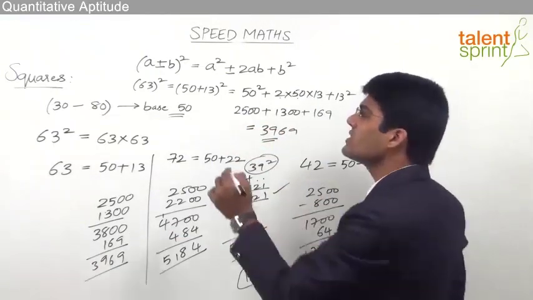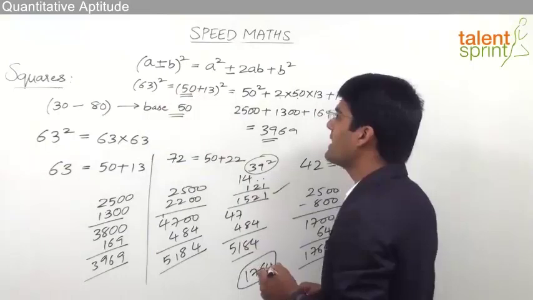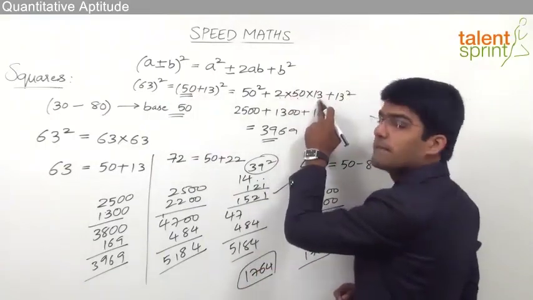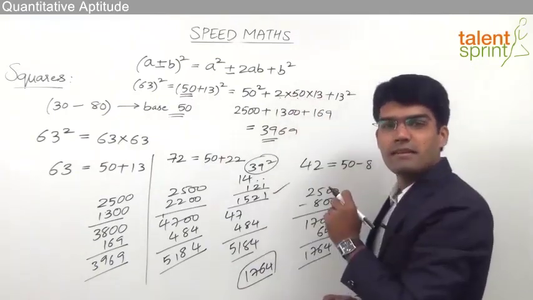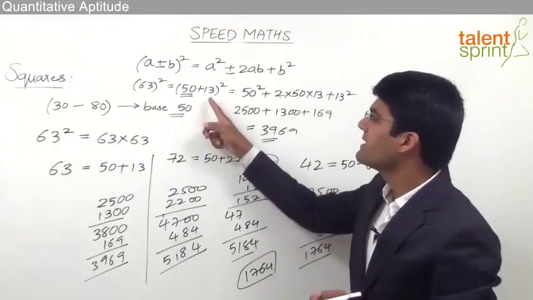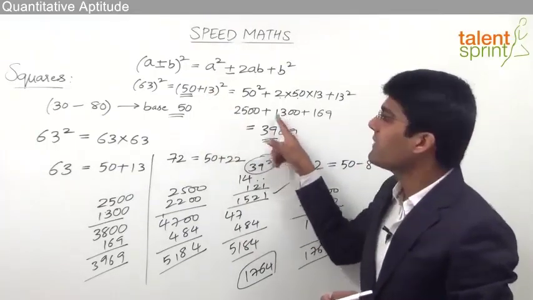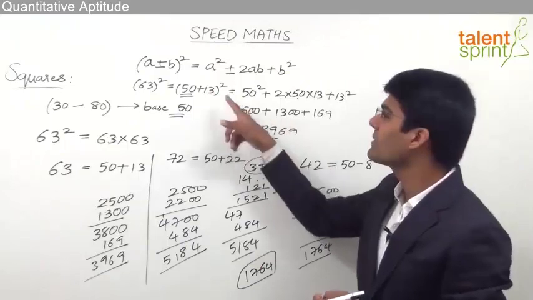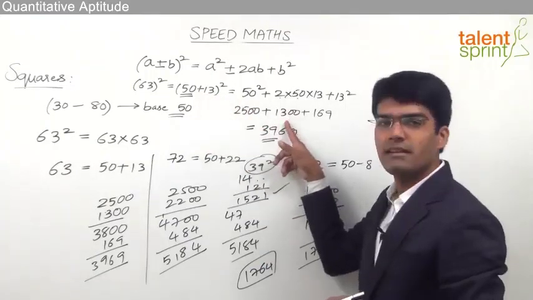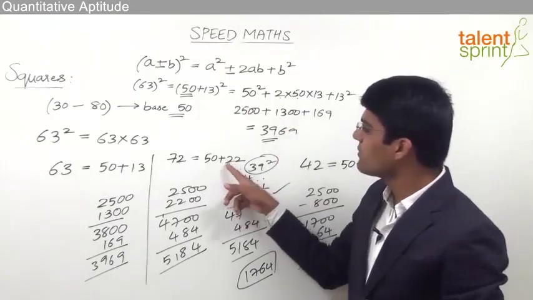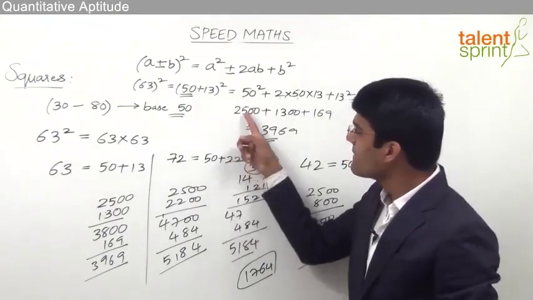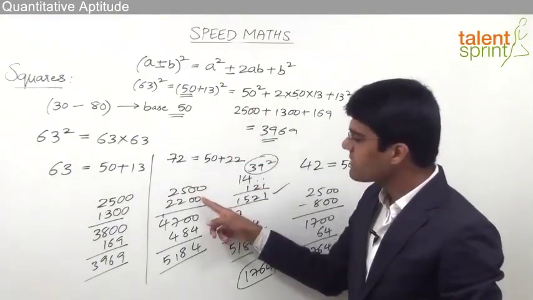Now the main advantage of taking one of the terms as 50 is that when we take 2ab part, we get 2 into 50 into b. 2 into 50 is always 100. So 100 into b will give us b into 100. So if it is 7 here, we'll have plus 700. If it is 8 here, we'll have plus 800. If it is plus 21 here, we'll have plus 2100. If it is 19 here, we'll have plus 1900. Likewise, here if it is 22, 50 plus 22, we'll get plus 2200. So that is the reason we have directly taken 2500. That's the first term, plus 2200.